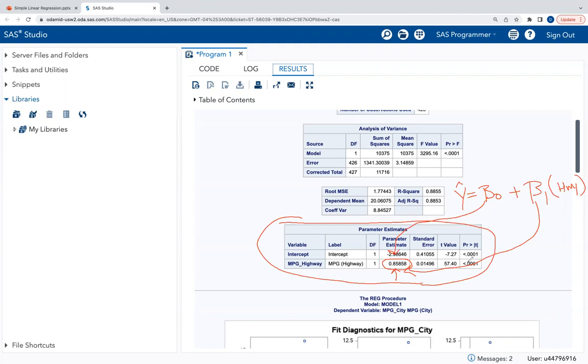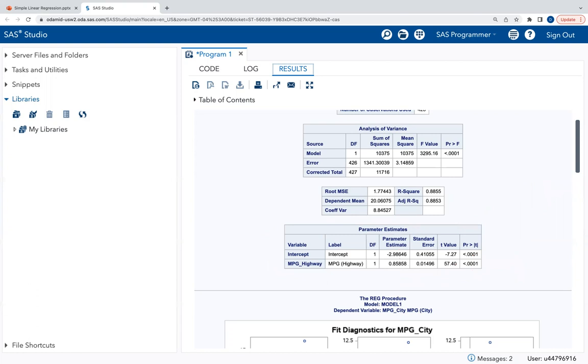And I see a p-value of less than 0.0001, which means that this variable is significant in determining my relationship of miles per gallon in the city, okay? It is also testing whether or not my coefficient should be equal to zero, okay? So if I have a significant p-value, a very, very small p-value, that means the coefficient should not be equal to zero. That means that the coefficient is actually significant, okay? So that's going to be something that we're going to look at to get our equation.